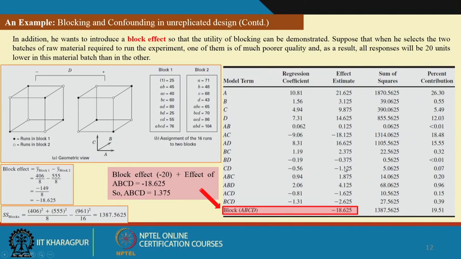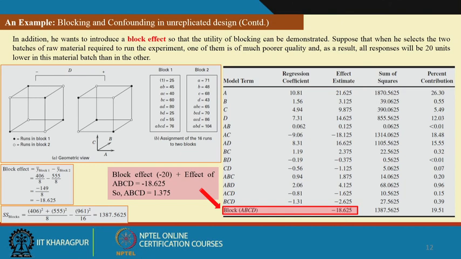And there are some squares, but the difference is that the ABCD and the block are confounded here. Please see this red arrow, it is confounded. Previously you found the ABCD effect is 1.375. Here, as ABCD and block are both confounded, the effect estimate is minus 18.625. This is the effect.